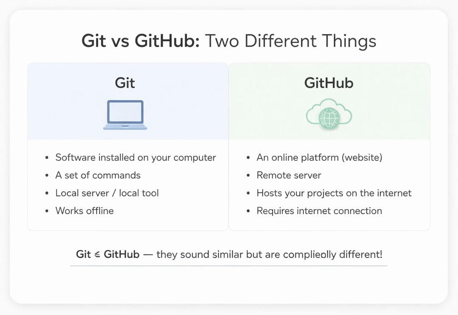Now, one of the most important things to understand right from the start is that Git and GitHub are 2 completely different things. They sound almost identical, but they serve very different purposes. Git is software. It's a tool, a set of commands that you install on your own computer. It works locally, meaning it runs on your machine without needing the internet. GitHub, on the other hand, is an online platform, a remote server where you can host your projects. Think of Git as your local workspace and GitHub as the internet home for your project. You absolutely do not need GitHub to use Git. GitHub only becomes necessary when you want to share your code with others or back it up online.